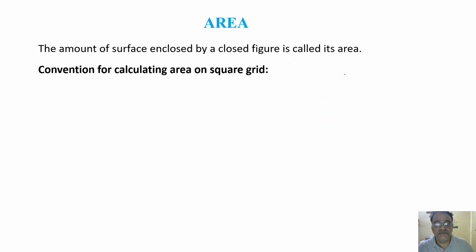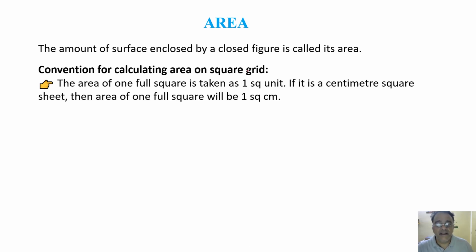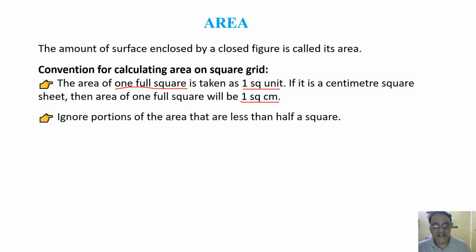And convention for calculating area on square grid. So area of one full square, we have to take it as 1 square unit. If it is a centimeter square sheet, then area of one full square will be 1 square centimeter. Next one, ignore portions of the area that are less than half a square.